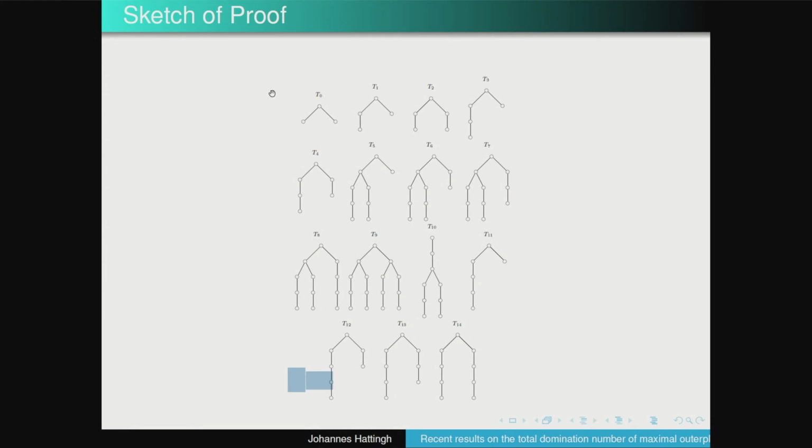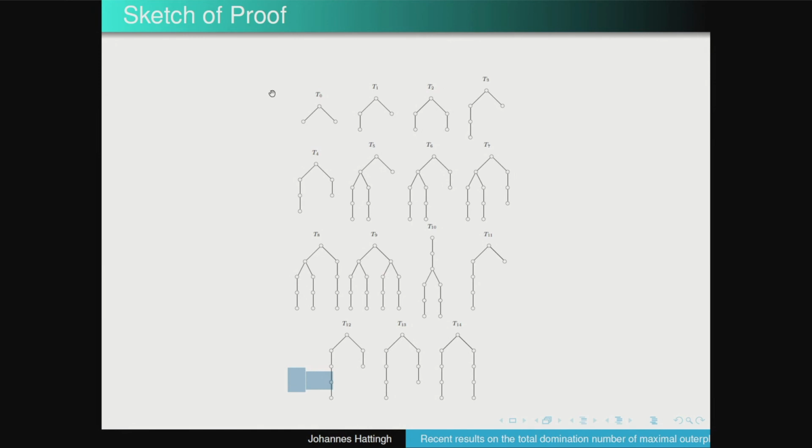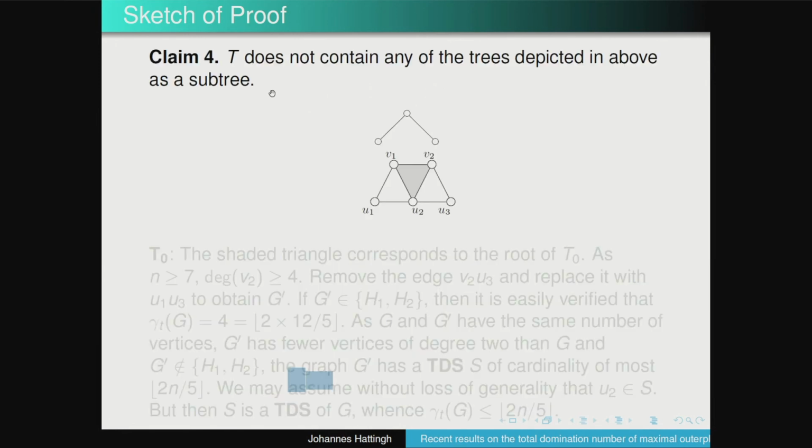subtrees in the tree corresponding to our minimal counterexample, which will then give our result. So let me just show how we eliminate each of these trees and make sure that they cannot occur. For example, here we have Claim 4, which says that T does not contain any of the trees depicted above as a subtree. So here we have our first case, T0.